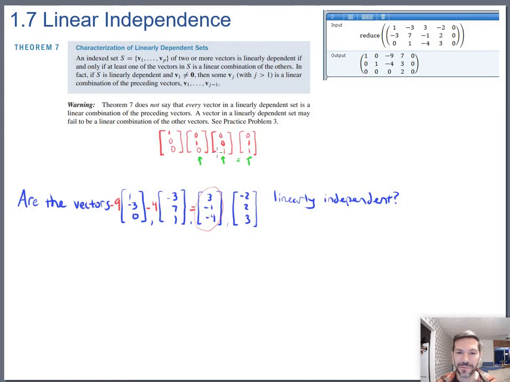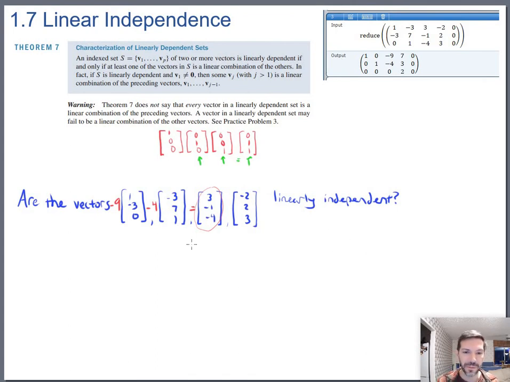However, hopefully it's also fairly clear that there is no way to produce the first vector from the other 3. Right? The other 3 all have a 0 in the first spot. There's just no way to combine them and get a 1 here. So it is not true, if you have a dependent set, that every single vector is dependent. It just means that at least one of them is.